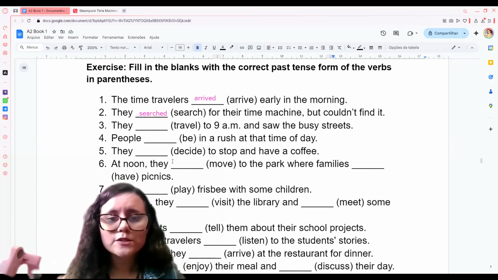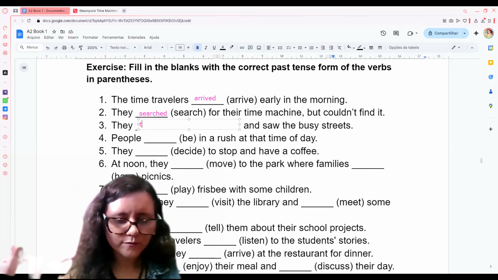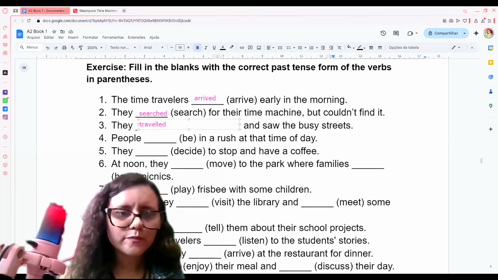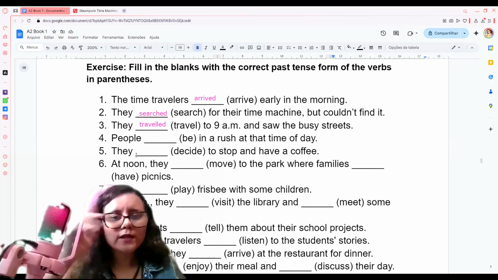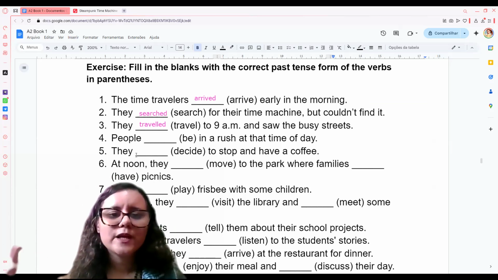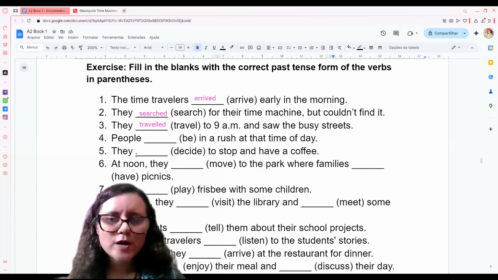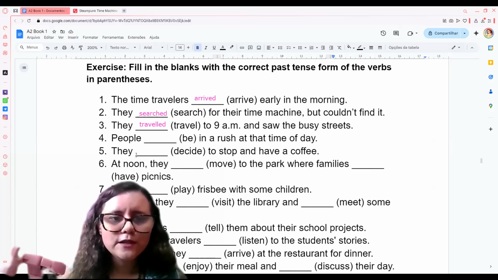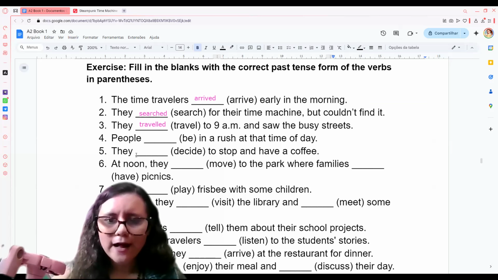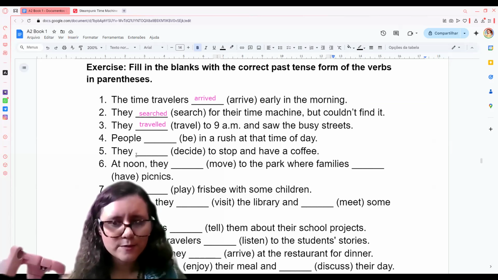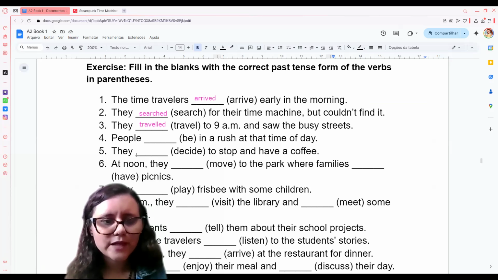They traveled to 9 a.m. and saw the busy streets. Travel, regular verb, traveled. One other thing that I gotta mention is if you write travel like I did, traveled, you're using the British spelling. If you write traveled with only one L, you're using the American spelling.